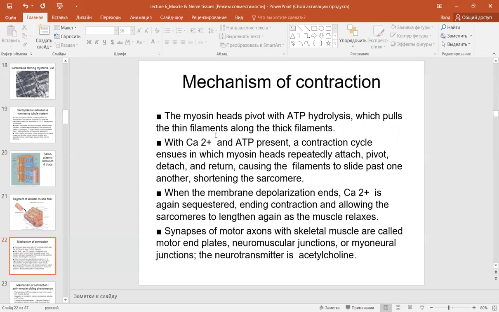Synapses of motor axons with skeletal muscle are called motor end plates, neuromuscular junctions or myoneural junctions. The neurotransmitter is acetylcholine.